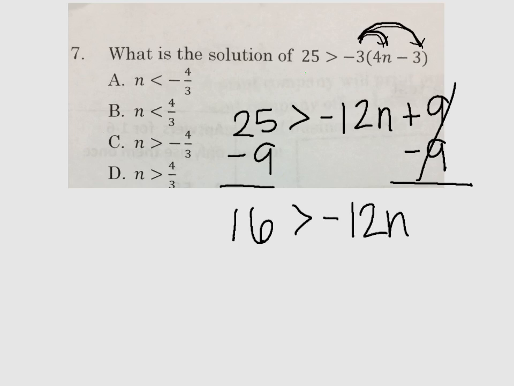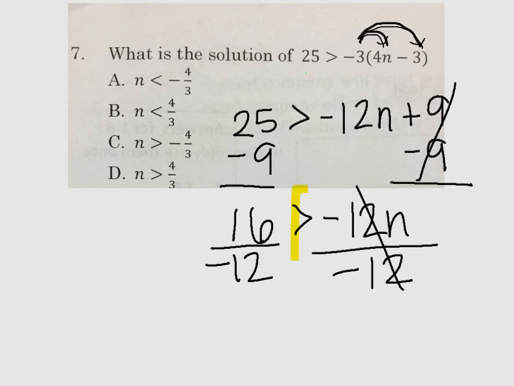Now, divide by negative 12 to get it alone. I want n by itself. But when I divide by negative, remember what I have to do. I have to flip the inequality sign. Anytime you multiply or divide by negative, you flip the inequality. So it's going to be 16 and negative 12. That makes the whole fraction negative.